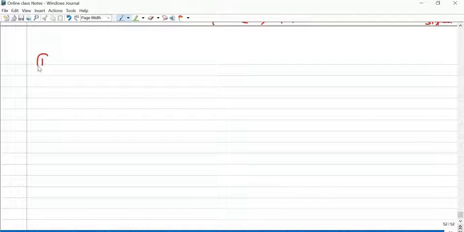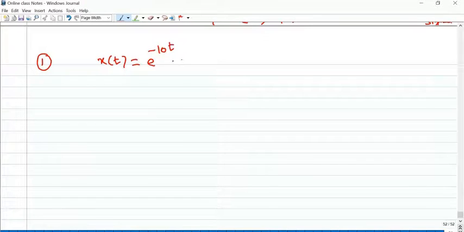Identify whether the following signals are energy or power signals. X of t equals e power minus 10t times u of t. What is the sketch for e power minus 10t?